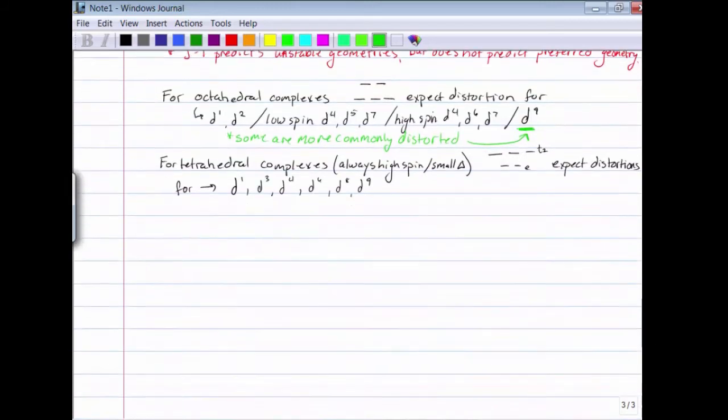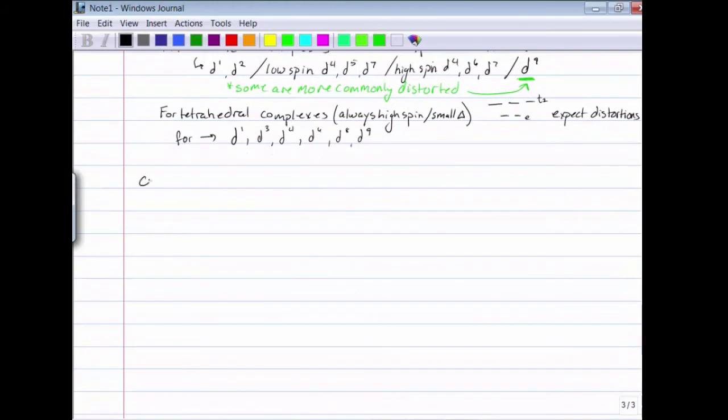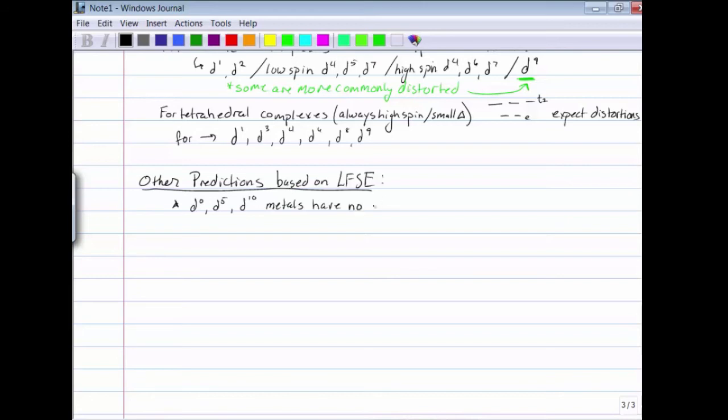Other things that we predict are based on ligand field stabilization energy. And this is ligand field stabilization energy, not necessarily Jahn-Teller. Jahn-Teller optimizes ligand field stabilization energy, but on its own, ligand field stabilization energy will cause distortions as well. So d0, d5, and d10, we already said, these metals have no ligand field stabilization energy. That means they have no geometric preference, or at least they have no geometric preference based on ligand field stabilization energy. They could have a preference based on sterics, for example.